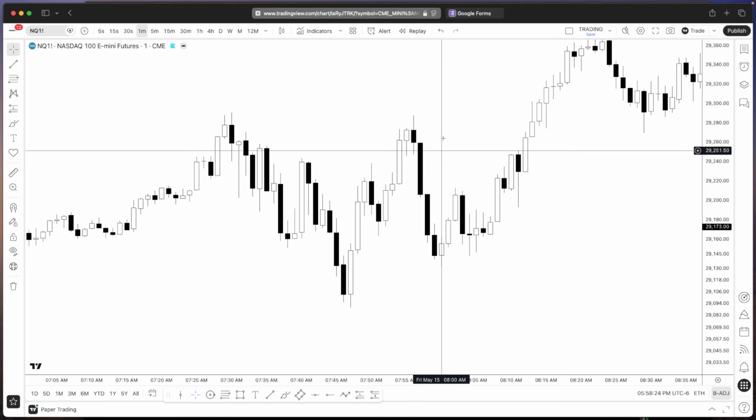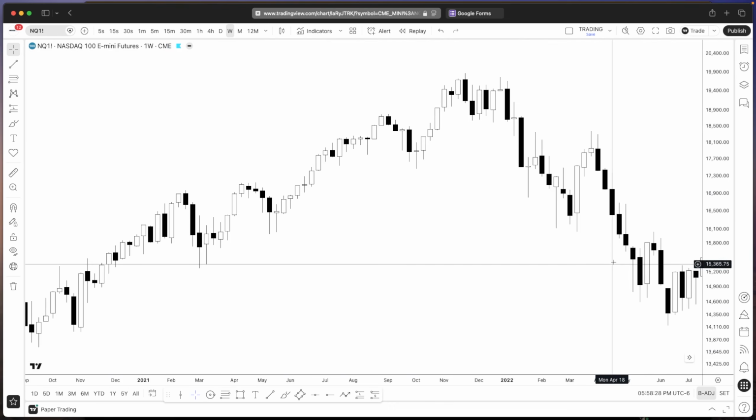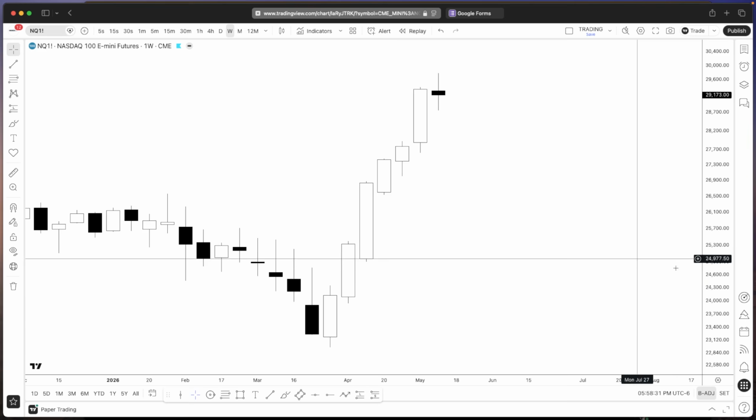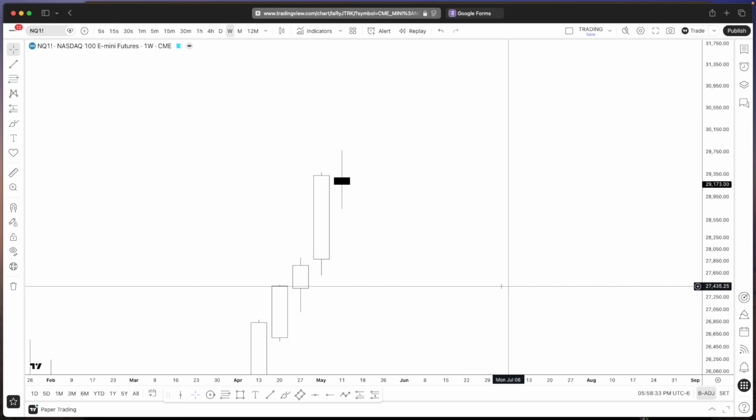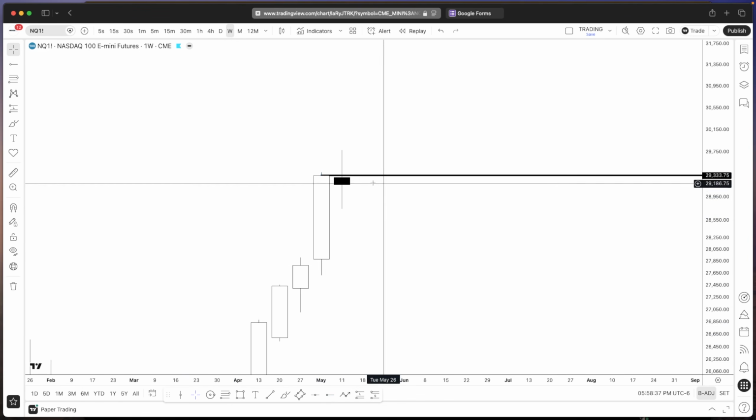Without further ado, let's get right into this. The first thing that we got to do is mark the levels that we have. There's nothing on the monthly. We're really close to all-time highs in the market. But on the weekly, we do have a couple things. So on the weekly, we have the weekly opening gap, the new week opening gap.